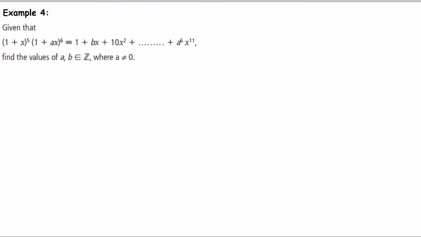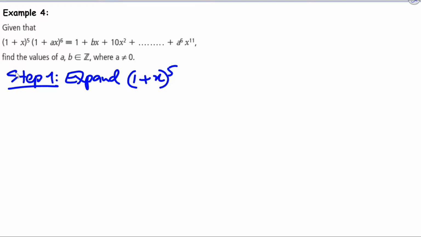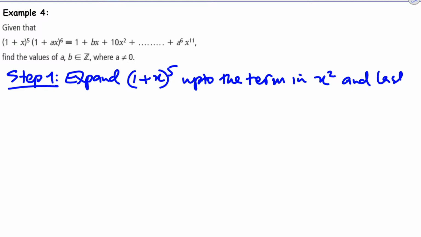So the first step, which is step 1, is expand (1 + x)^5 up to the term in x squared and the last term. So what I mean here is this, (1 + x)^5.